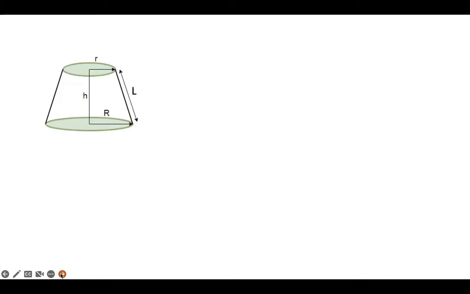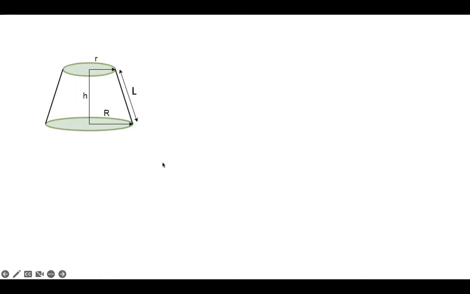So here is a frustum. Big R is what I call the radius of the larger portion that we typically visualize as sitting on the bottom. Small r is what we think of as the radius of the smaller portion, the smaller circle that makes up the frustum. The height is the distance from the bottom of the frustum to the top. And then the slant height L is here.